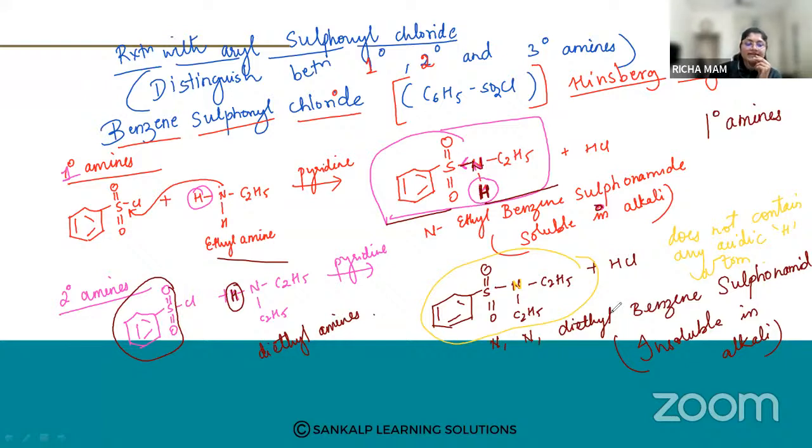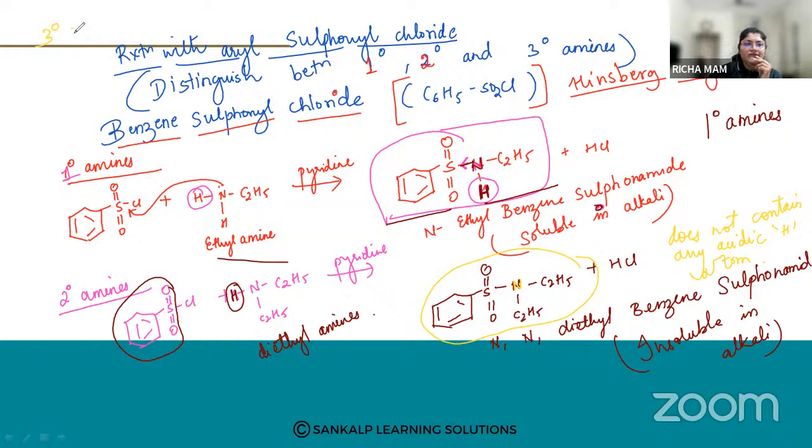So, in secondary amines, there is no acidic hydrogen atom attached to the nitrogen, and because of this, it is insoluble in alkali. Is it clear? So a primary amine, when it reacts with benzene sulfonyl chloride, gives a product soluble in alkali. A secondary amine gives a product insoluble in alkali, because it does not contain any acidic hydrogen atom attached to the nitrogen.